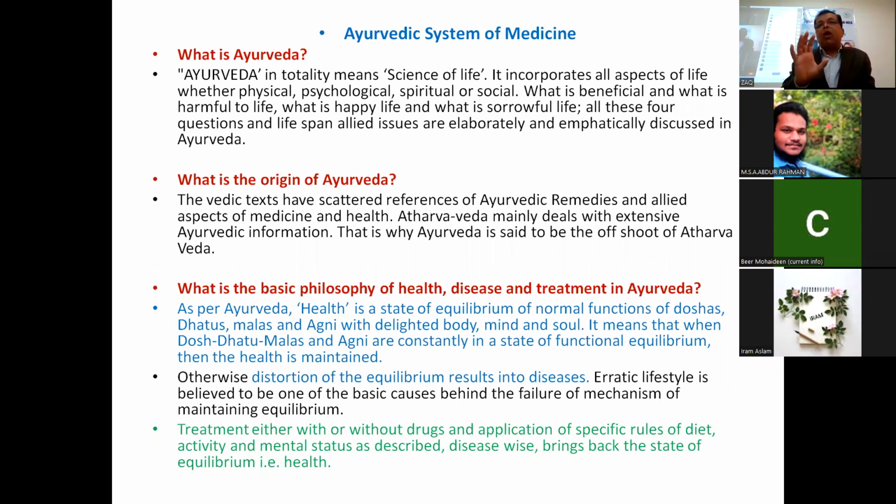But just for making you understand what it is talking about, Ayurveda in totality means science of life. It incorporates all aspects of life, whether physical, psychological, spiritual, or social. What is the beneficial and what is harmful to life, what is happy life and what is sorrowful life, all these four questions and lifespan allied issues are elaborately and emphatically discussed in Ayurveda. Then origin of Ayurveda, yes, it is basically rooted in Indian traditions, Indian civilization, Indian culture. The Vedic texts have scattered references of Ayurveda remedies and allied aspects of medicine and health. Atharva Veda mainly deals with the extensive Ayurveda information.